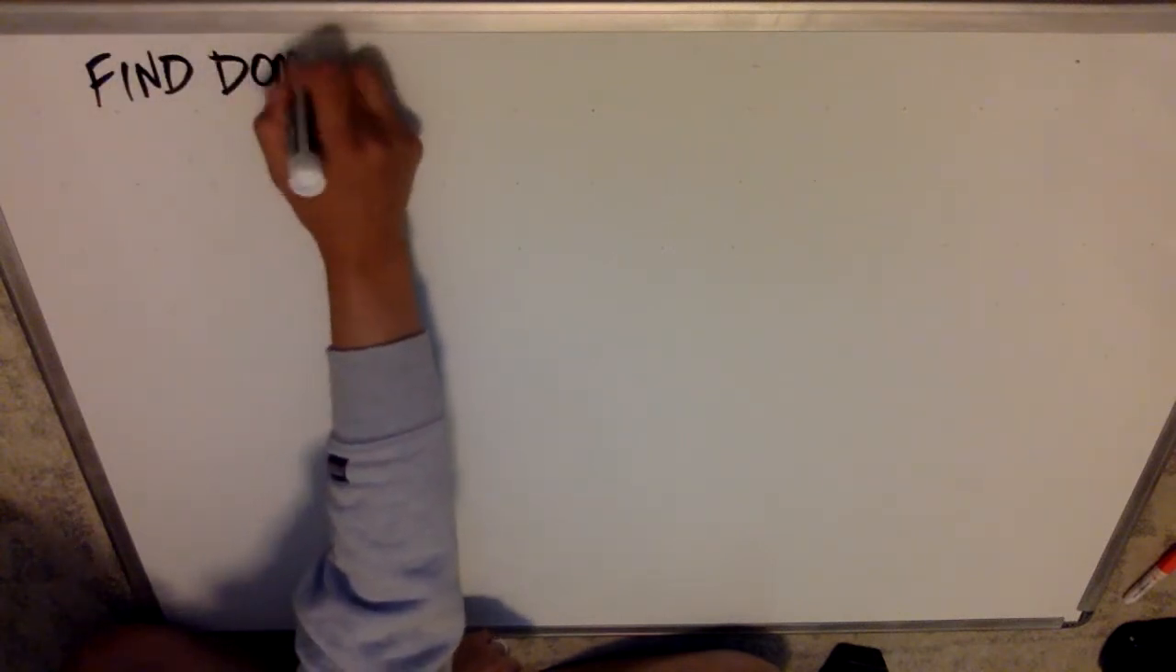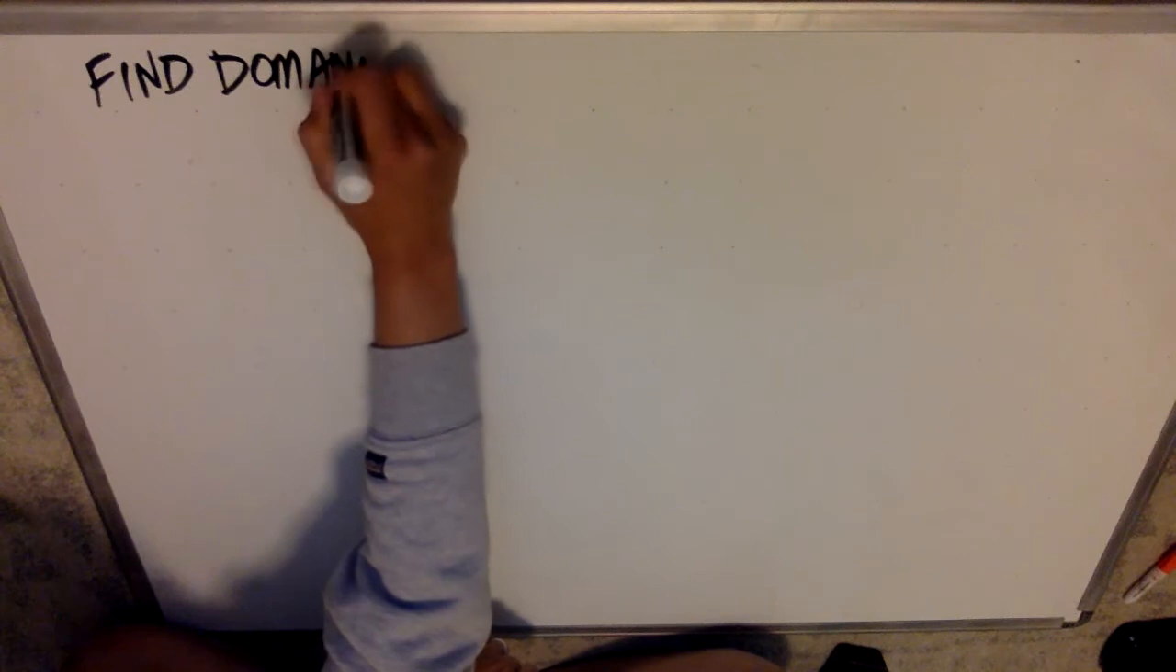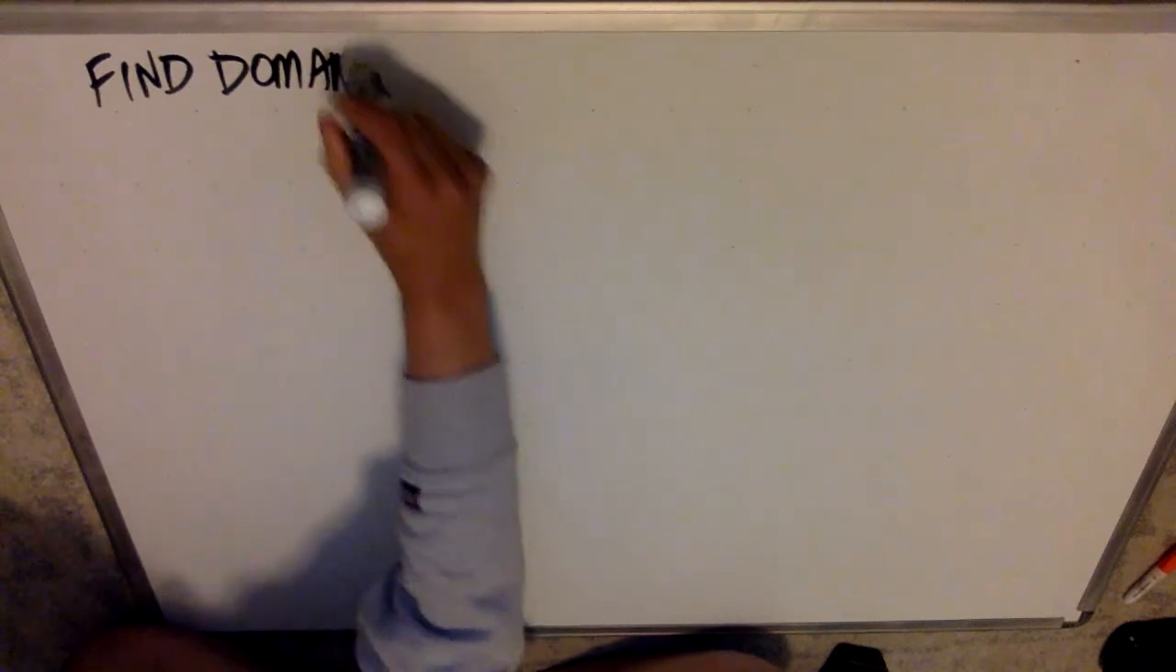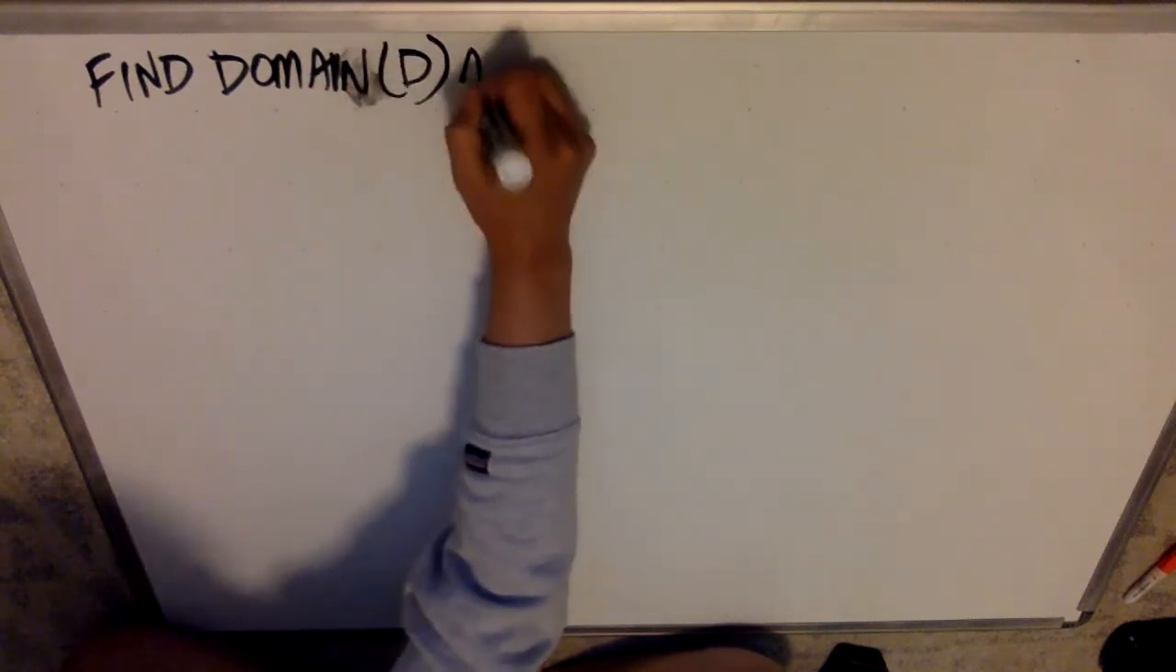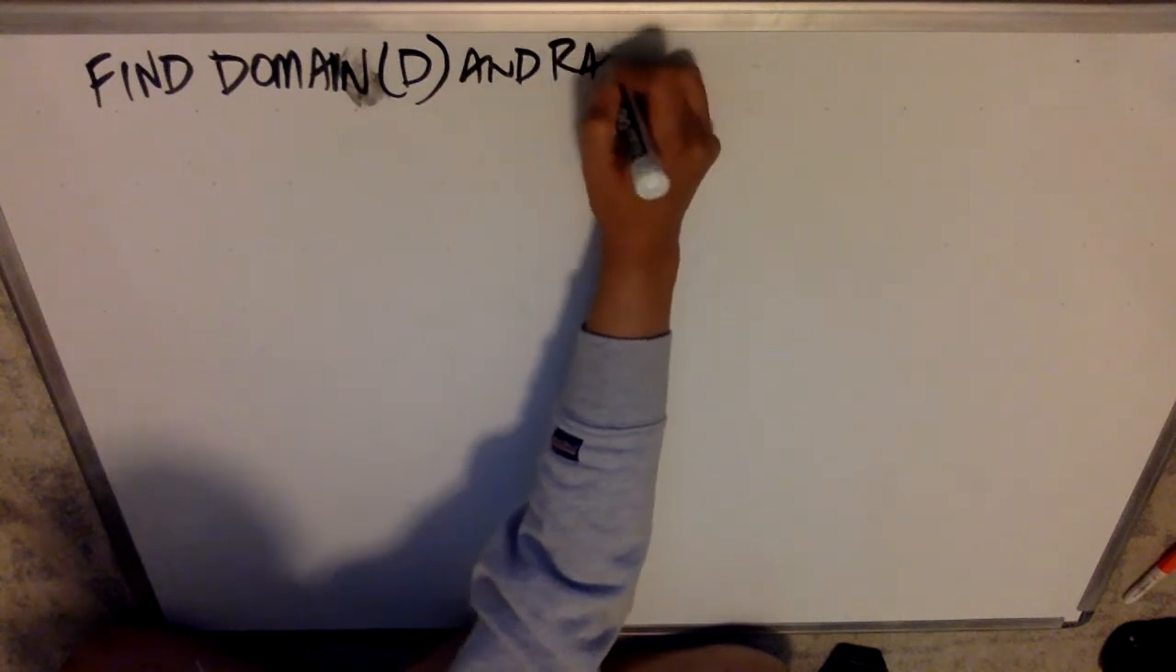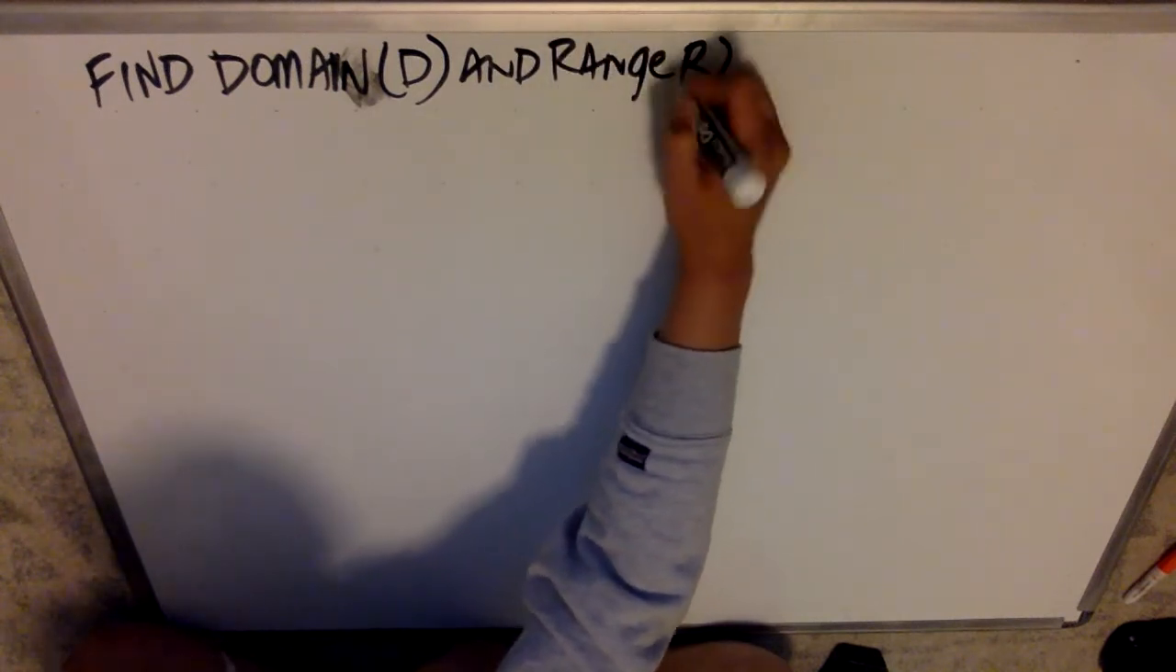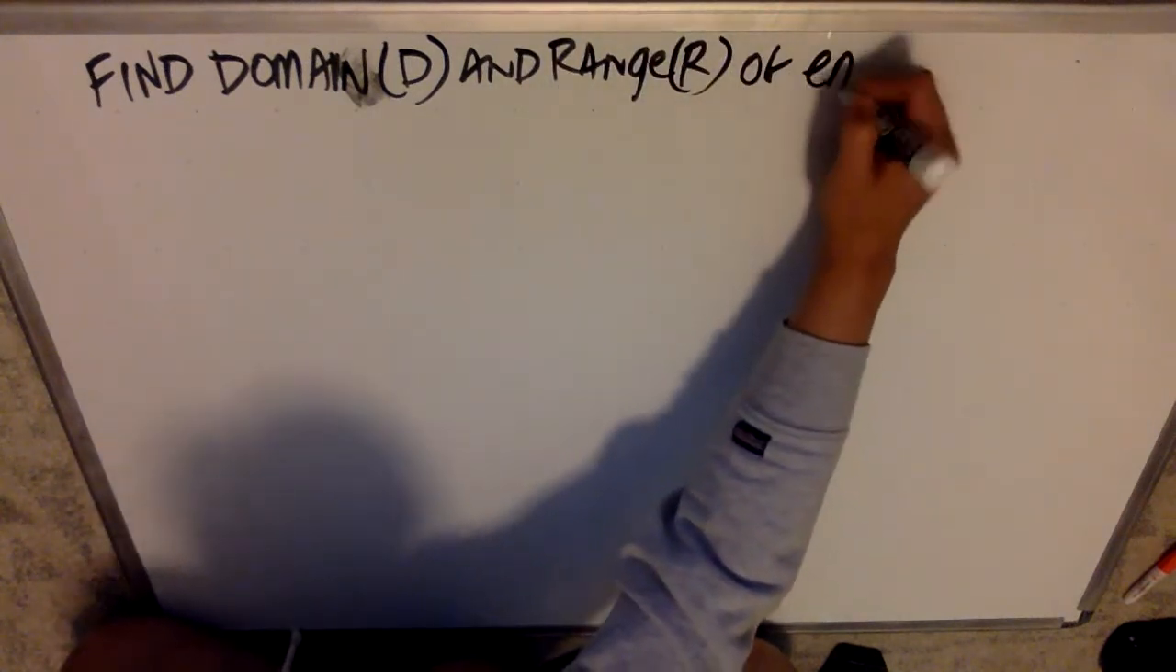Okay, so now let's talk about domain and range. In these next set of problems, we're going to find the domain, which we usually abbreviate D, and range, which we usually abbreviate R, of each.